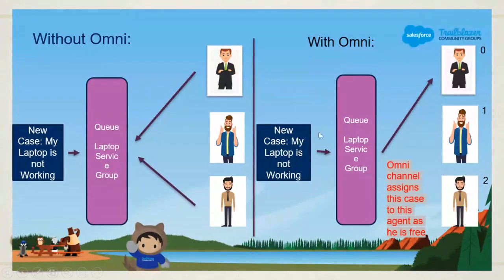So when a case comes in, there will be a queue and we can see that the first person is working on 0 items, the second on 1 and the third on 2. The one with the least cases assigned will be given the case. Omni-channel assigns this case to the agent as he is not working on anything right now.